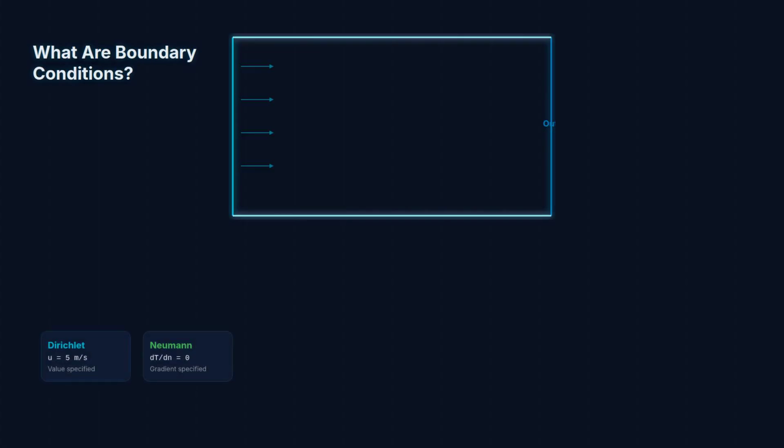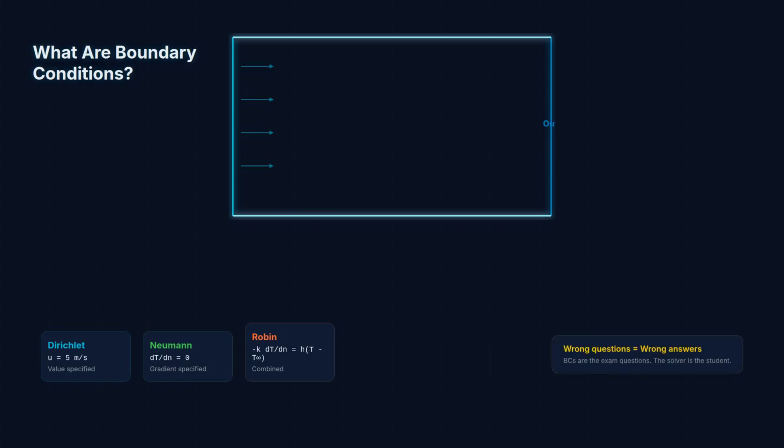There are three mathematical types. Dirichlet, specify the value directly, like inlet velocity equals 5 meters per second. Neumann, specify the gradient, like zero heat flux for an insulated wall. And Robin, a combination of both, used for convective heat transfer.